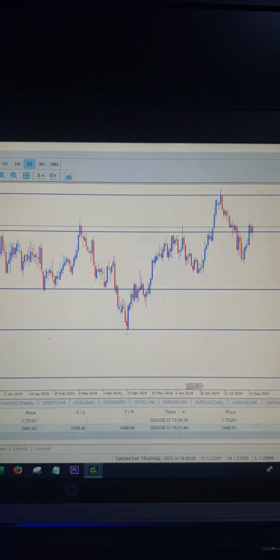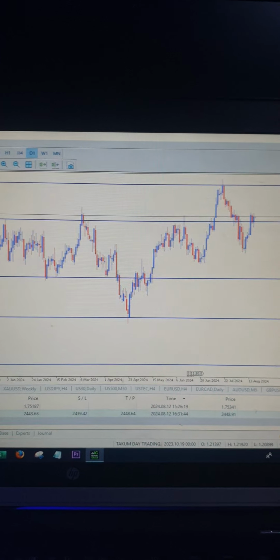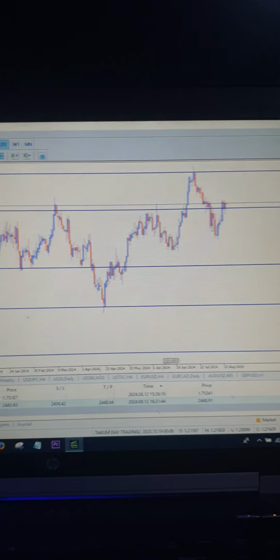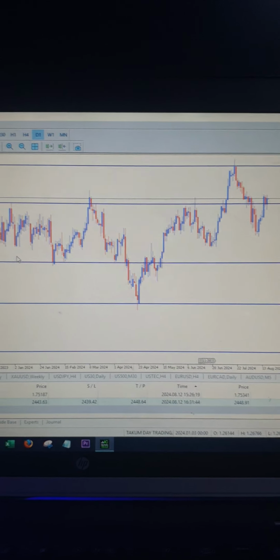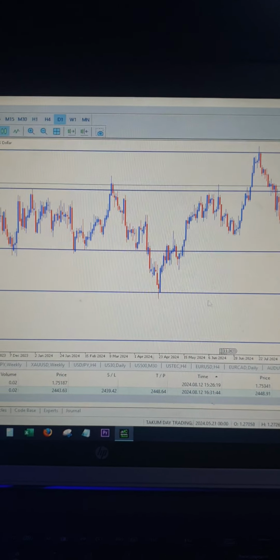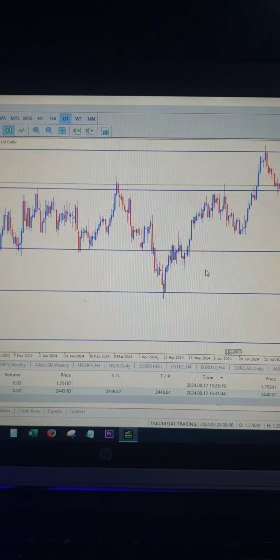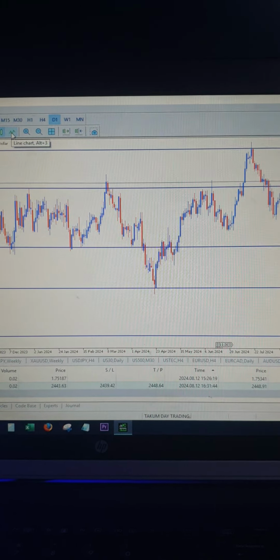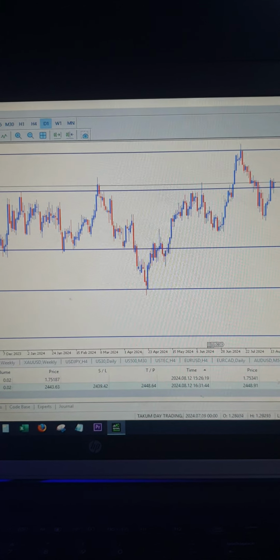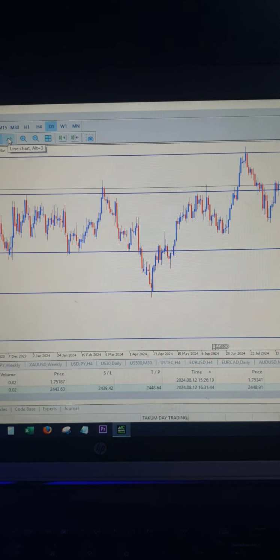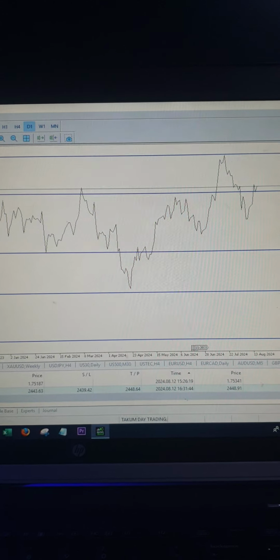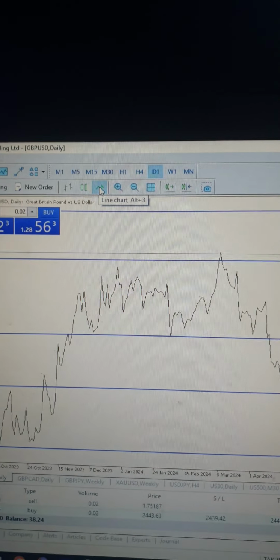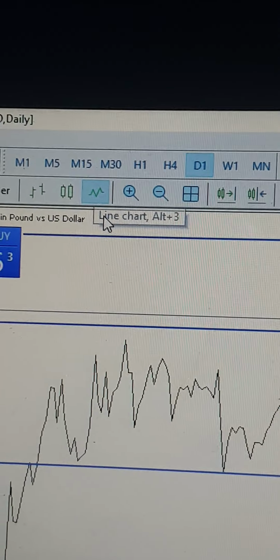Now, a very simple and effective way to plot your support and resistance level, if you really don't understand using the candlestick formation, is that you can as well use the line chart. So if I go to the line chart, I just want to fine tune my support and resistance level. So this is the line chart. You come here, you choose your line chart.